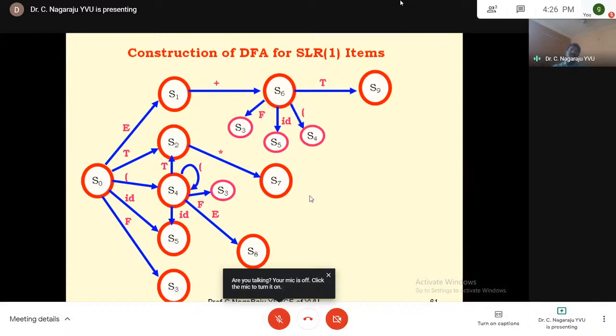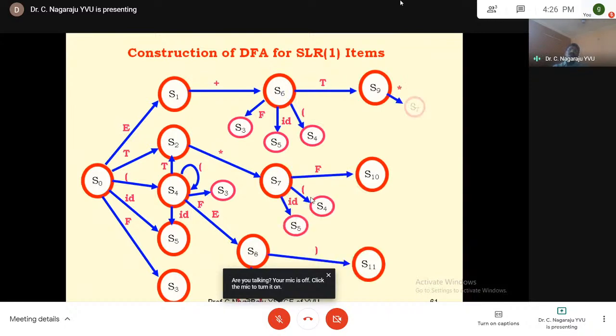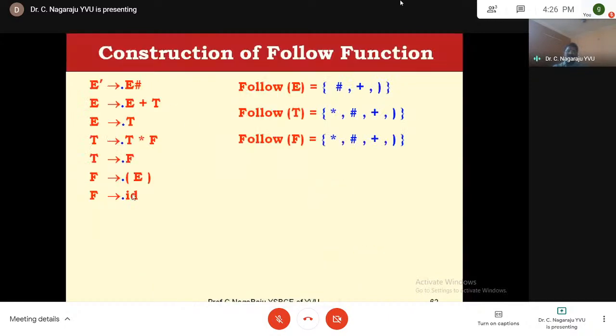From this DFA, the first thing we construct is the follow of that expression. So this augmented grammar we can take and find the follow of that one, because based on the symbols only we can select the states. Follow of E, as I already explained how to construct the follows. For this expression, the follow symbols are follow of T and follow of T. For non-terminal symbols, we can take the follow symbols.